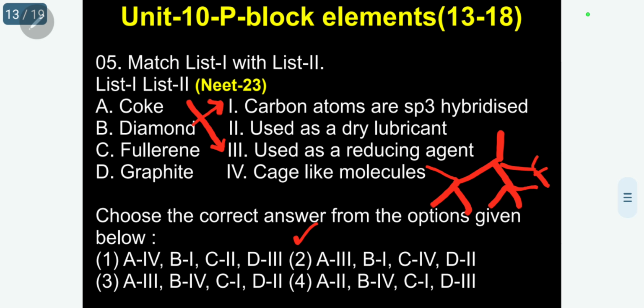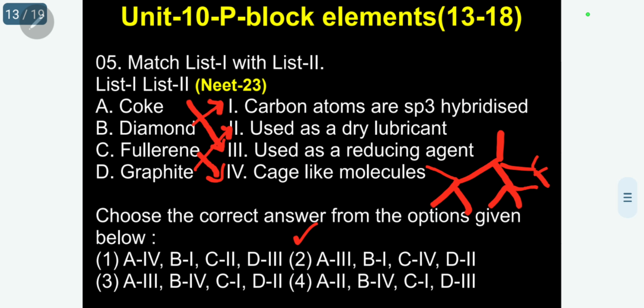The next one, C. Fluorine, it is a cage-like molecule, a volleyball type molecule. And then D. Graphite, it is used as a dry lubricant. Dry lubricant. So this may be the correct answer.